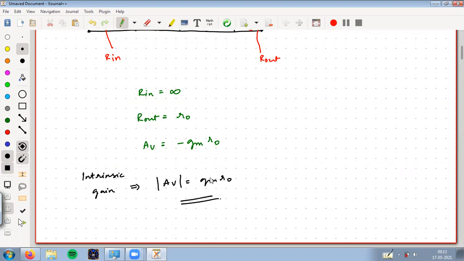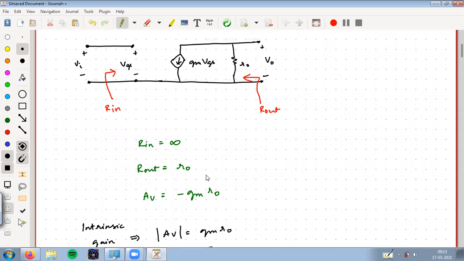So these three things you have to keep in mind. One, R in is infinite, obviously. If you look at the diagram, you don't find any resistances between the gate and source. So R in is infinite. R out here is R naught, and gain is minus GM into R naught. Minus means it is inverting. So let us do a small problem based on this.